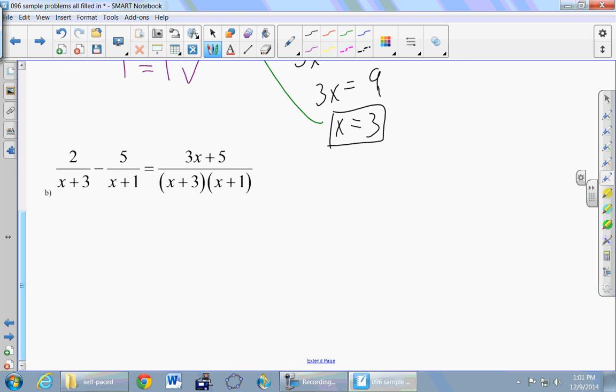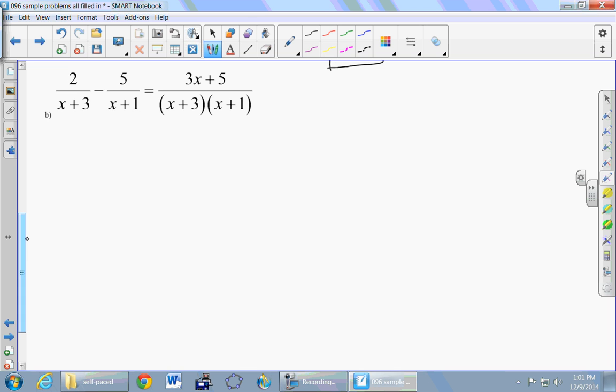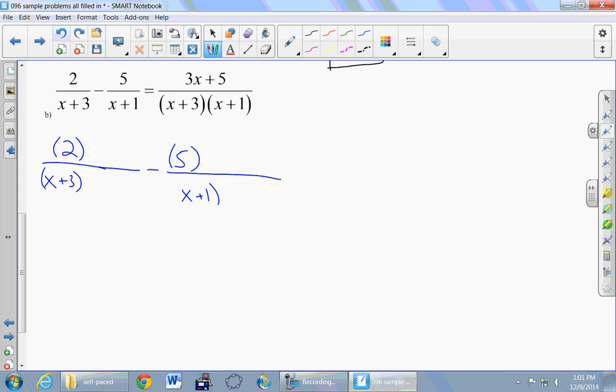Moving on to part B. It's going to be the same idea first. Factor all the denominators. In this case, the denominators are already factored, so we don't have to do anything there. So let's just copy that thing and put in some blank space and parentheses around everything. So I'm just leaving some blank space on my fraction lines.